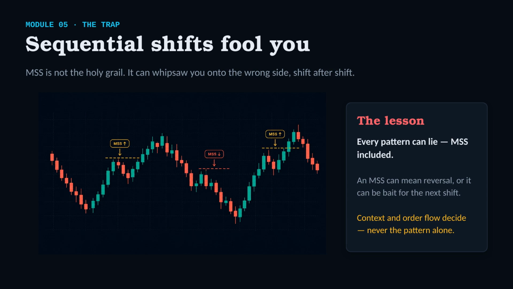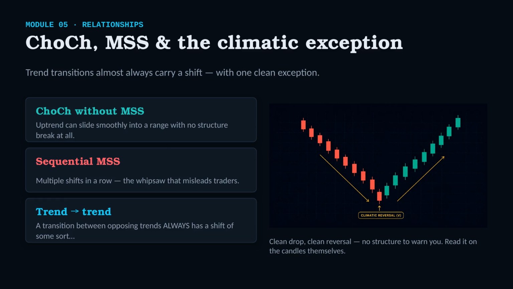The lesson is not that the pattern is useless. The lesson is that the pattern alone is never enough. Context and order flow decide, never the shape by itself. So what is the relationship between a change of character and a market structure shift? It is certainly possible to have a change of character without a market structure shift. Price might be in an uptrend and then smoothly transition into a sideways market without ever breaking structure. You can also have sequential market structure shifts that mislead traders, as we just saw.